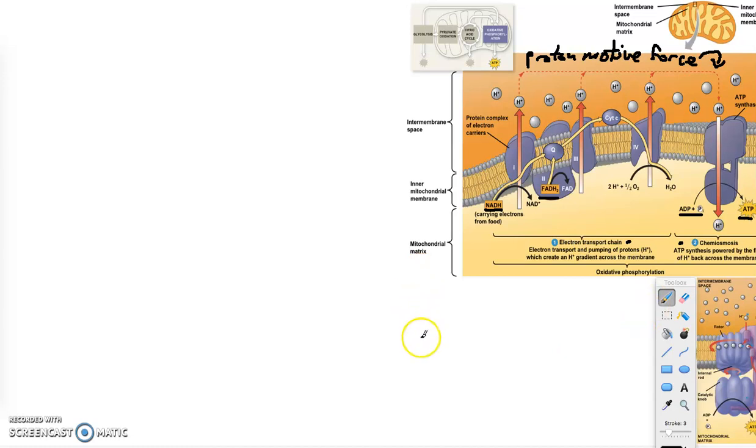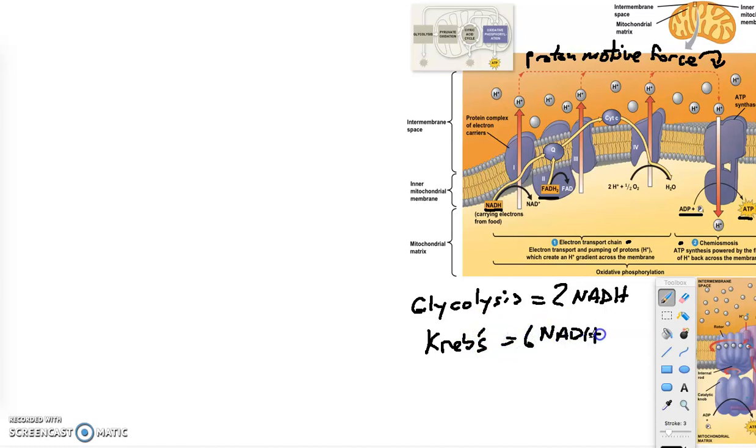First of all, I want to say a little bit about where these high energy electron carriers are coming from. So remember, glycolysis equals 2 NADH. So remember where these are coming from. And then the Krebs cycle is going to give us 6 NADH, right? And then 2 FADH2. That's the total per glucose molecule.